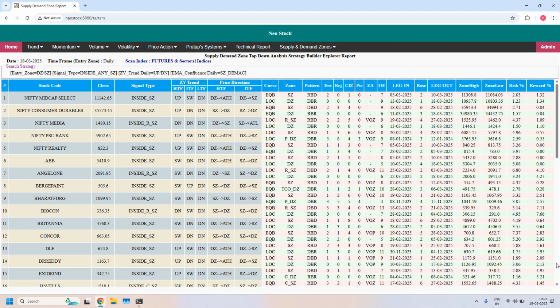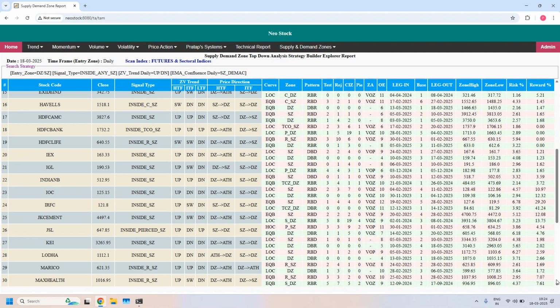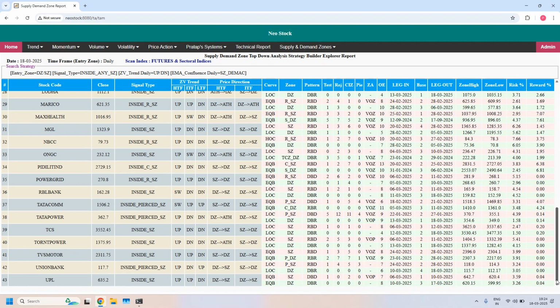So first 15 stocks in the list. Scrolling the list down. So these 43 daily supply zones are having daily EMA Confluence. And also current price closed inside those daily supply zones. Okay, this is about the daily time frame.